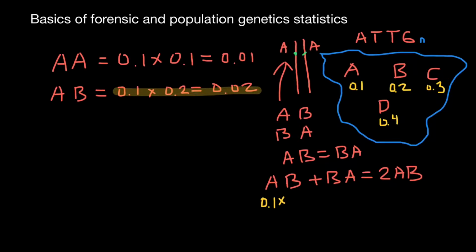We have to multiply by the frequency of the allele B, which is 0.2 plus 0.2 multiplied by 0.1. So what we are going to get here is 0.02 and 0.02 here. So our answer is going to be 0.04 or 4%. Again, if you need an answer in percentage form, we just have to multiply this number by 100. And this is going to be an answer in percentage form.